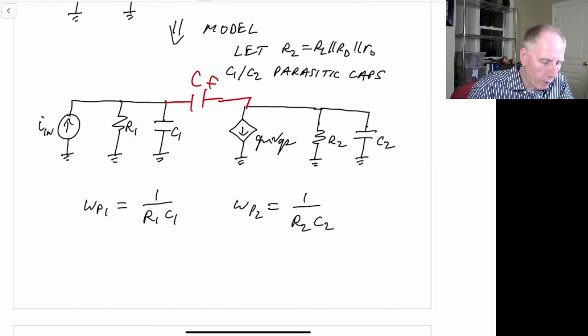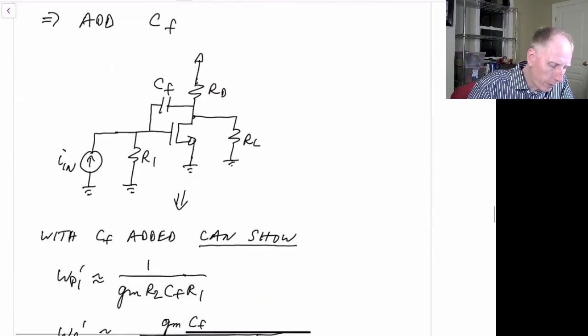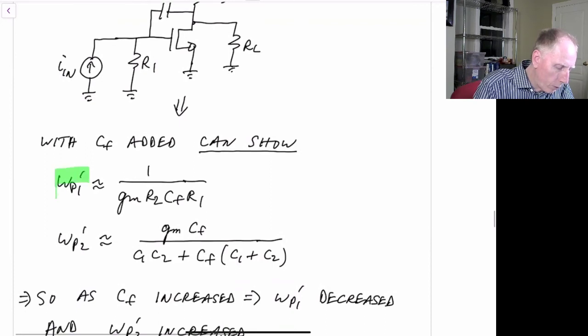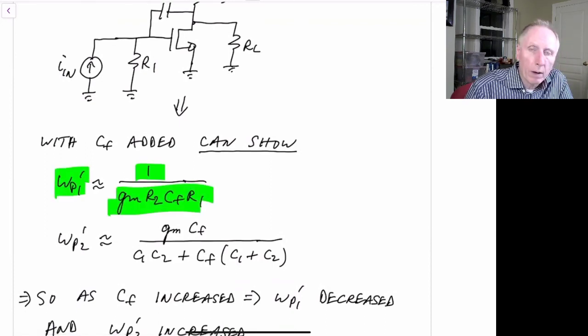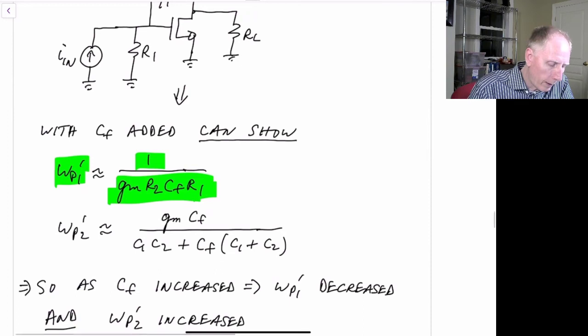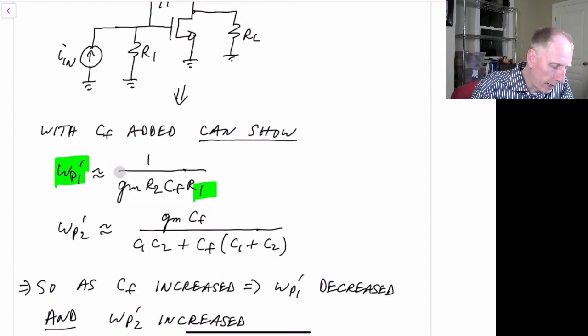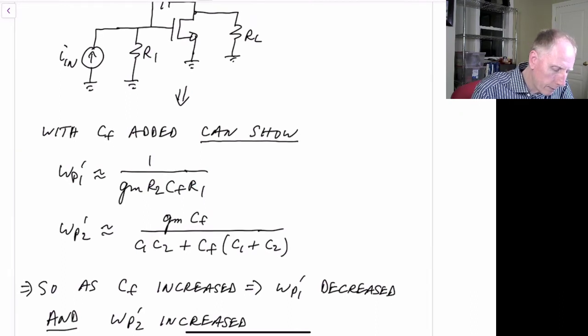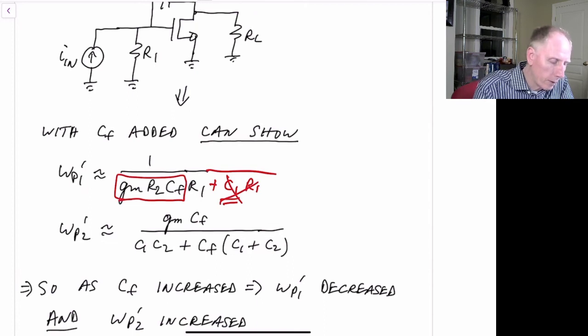And if we analyze this circuit and look for the new omega P1 and omega P2, and you go through some nodal analysis, you'll find that omega P1 prime, the new omega P1, is 1 over GM R2 times CF times R1. This is assuming that GM R2 CF is much larger than C1. So the actual equation would actually add in a plus C1 R1 here, but this C1 is generally much smaller than this whole term over here. So we can typically just ignore that part of the equation.